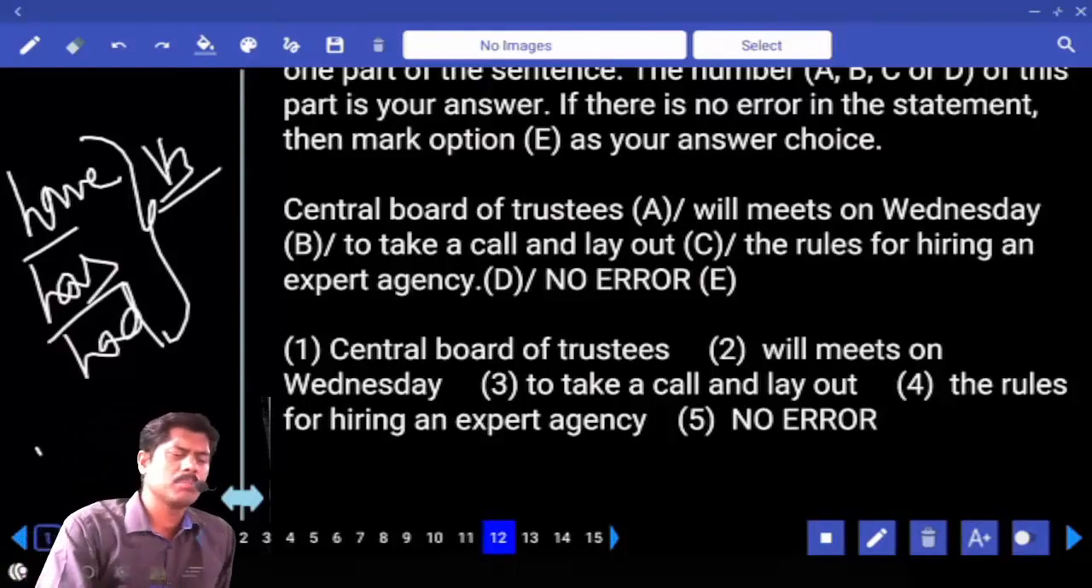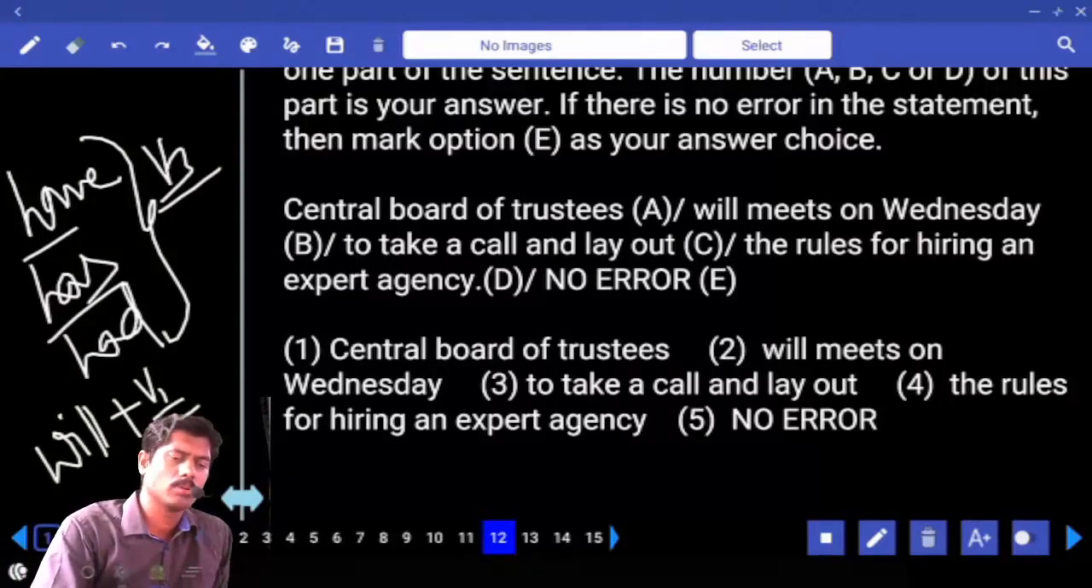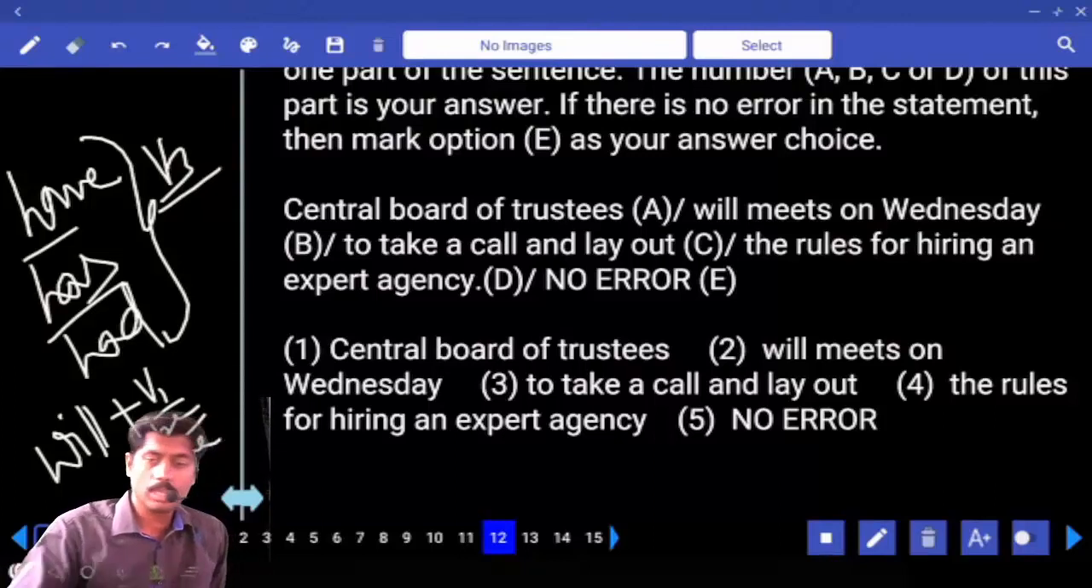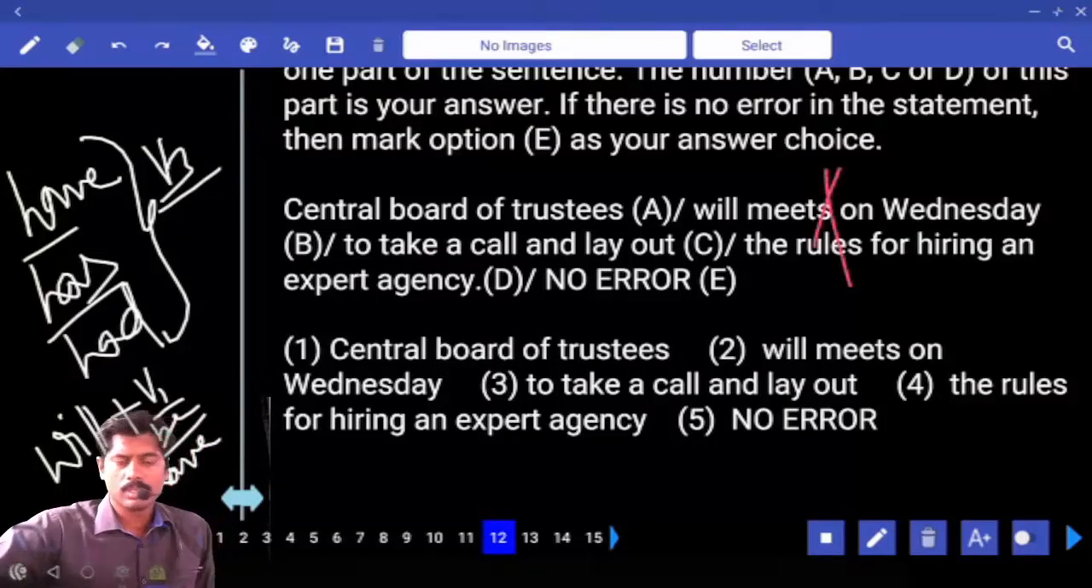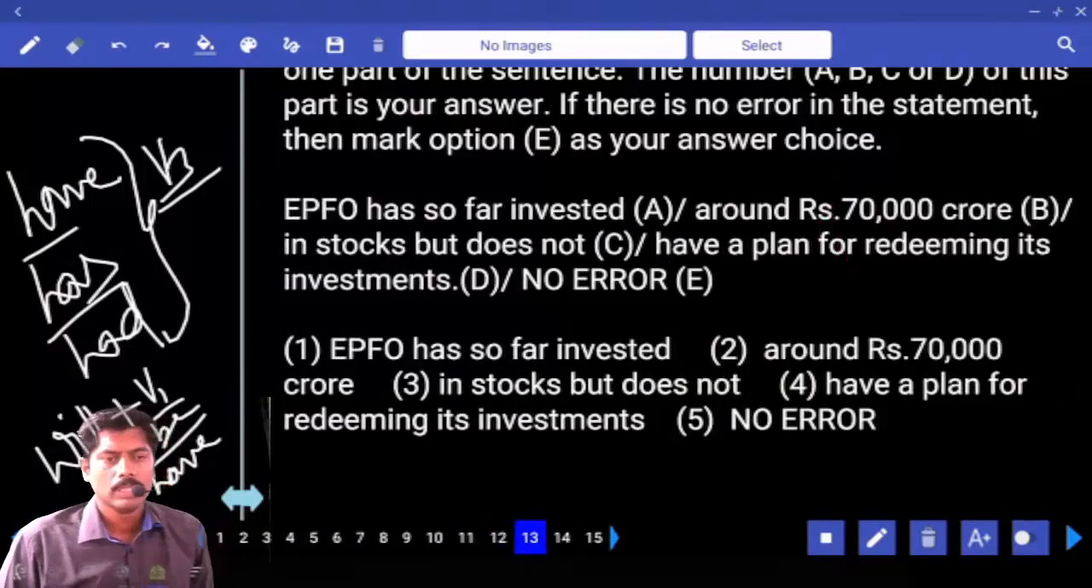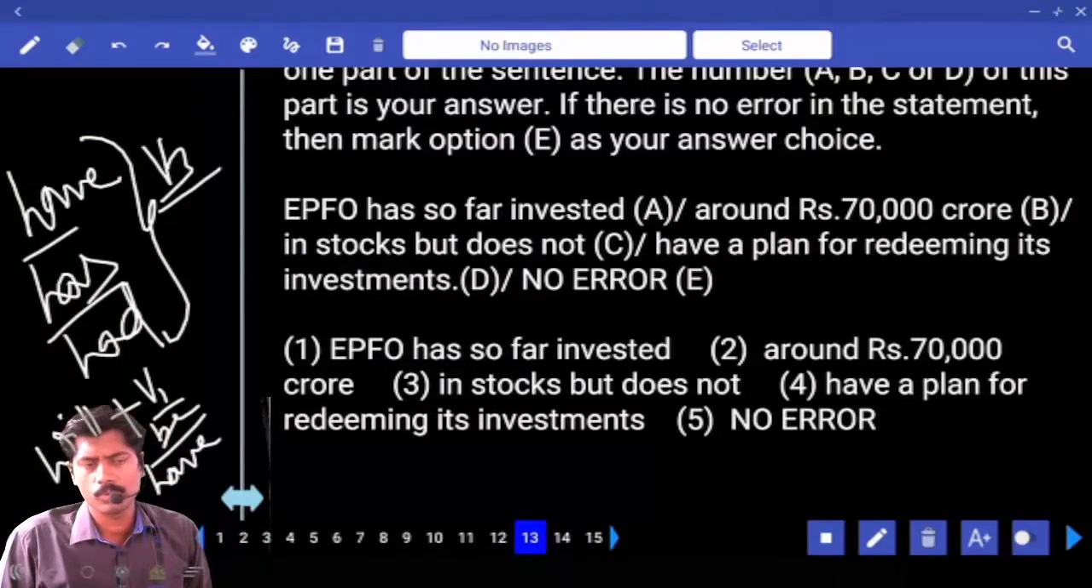Can I take will meets? After will always V1 or be or have. So will meet. Central Board of Trustees will meet on Wednesday to take a call and lay out the rules for hiring an expert agency. The EPFO has so far invested around 70,000 crore in stocks, but does not have a plan for redeeming its.